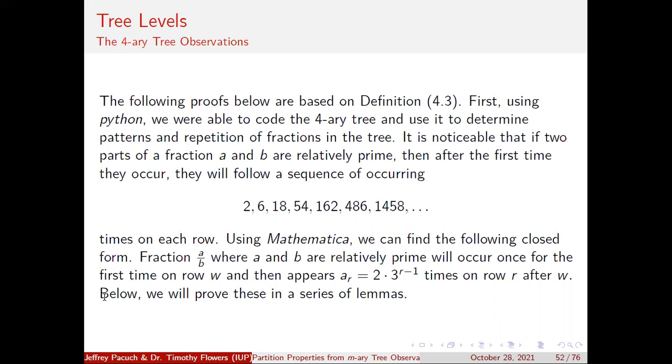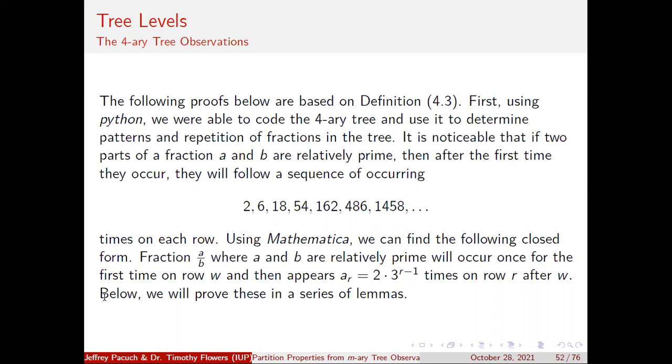So let's assume we have some fraction a over b. If the parts a and b are relatively prime, then the first time it occurs will be once, the second time it'll occur will be twice, and then after that, it will be 3 times the previous row. And it follows the sequence on the screen: 2, 3, 6, 18, 54, and it keeps going.